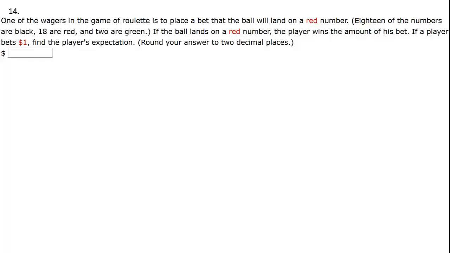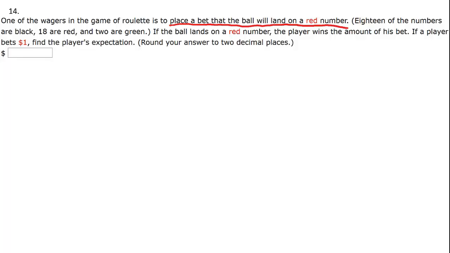Number 14. One of the wagers in the game of roulette is to place a bet that the ball will land on a red number. 18 of the numbers are black, 18 are red, and 2 are green. If the ball lands on a red number, the player wins the amount of his bet. If a player bets $1, find that player's expectation and round your answer to 2 decimal places.